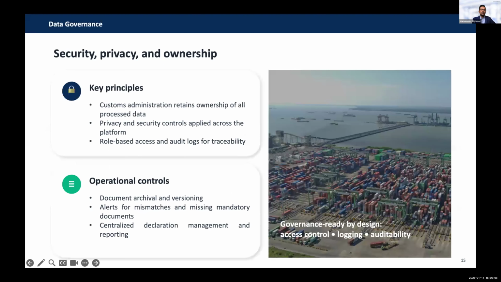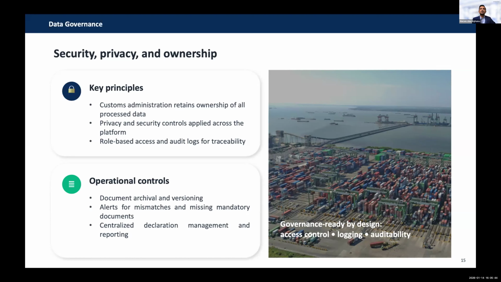So for security, privacy, and ownership, of course, this should be owned by the customs administration. For the process data, privacy and security controls should be and will be applied on all the data and the platform, with well-defined role-based access and audit logs for traceability and governance. And optionally, depending on the administration, there should be document archival and versioning, to verify.